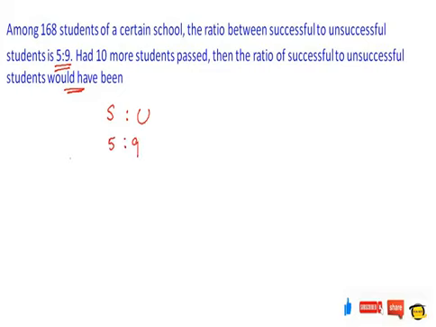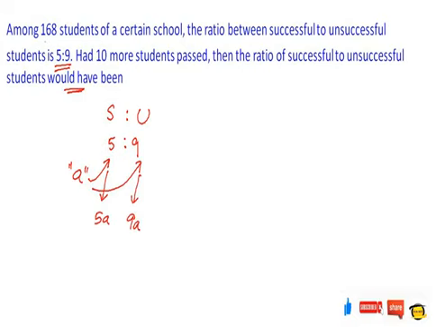Now in order to find out the original number of students who have passed and who have failed in the exam, we can use a common multiplication factor A, right? So now let's multiply this common factor. So the number of successful students can be assumed as 5A. The number of unsuccessful students can be assumed as 9A, right?